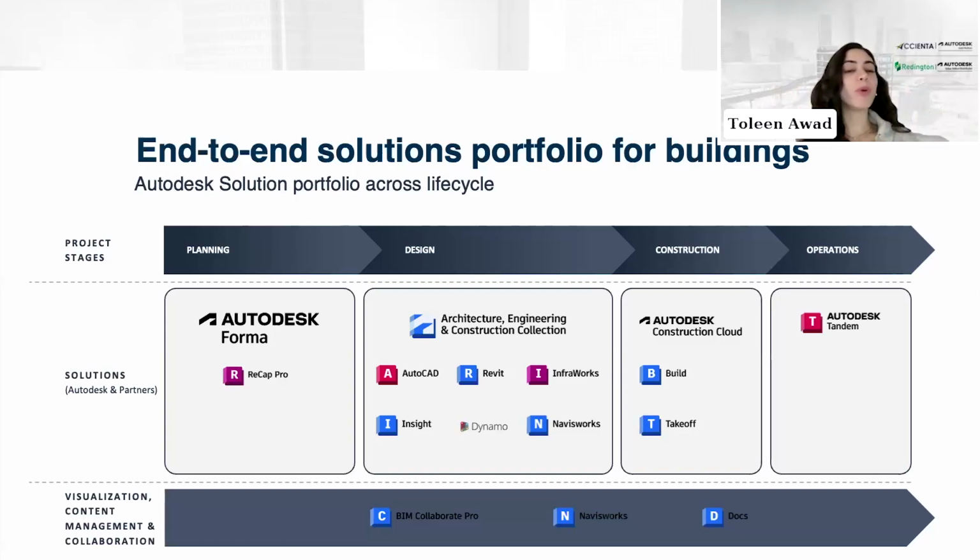For the construction phase, it's more about project management. So here comes Autodesk Construction Cloud, which is Build, Takeoff, and so on. Lastly, we have operations. For the operational phase, we recommend you use Autodesk Tandem. Autodesk Tandem is our solution for digital twin. So here comes the actual AI integration.